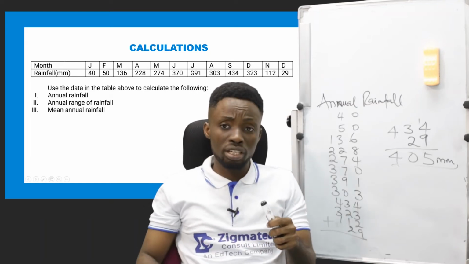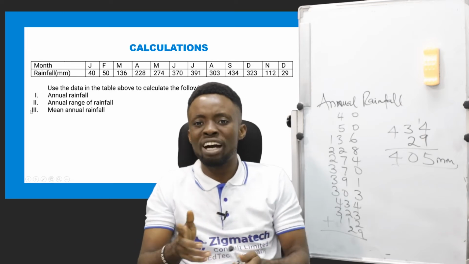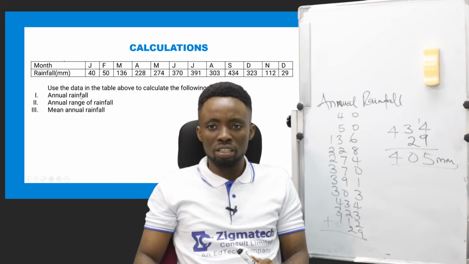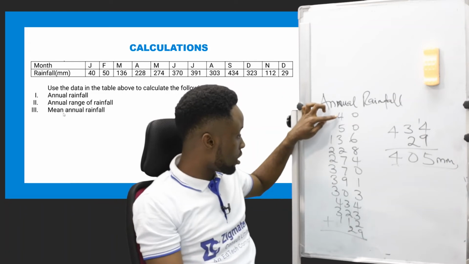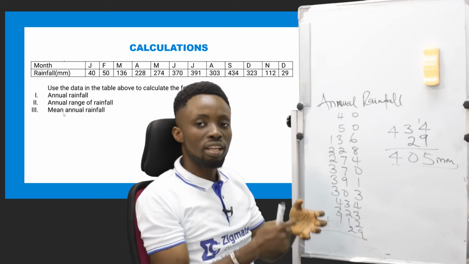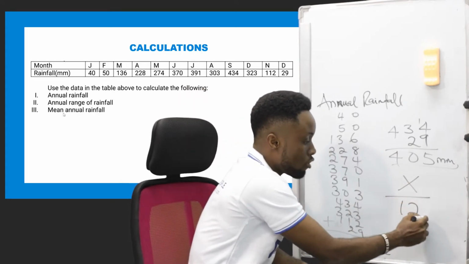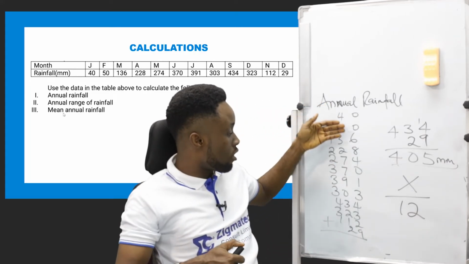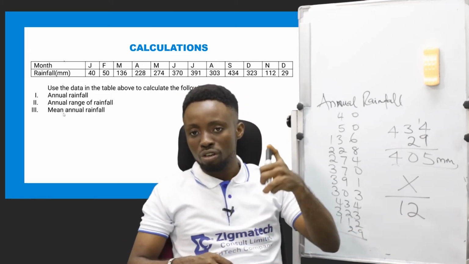Then the third question says, what is the mean annual rainfall? Mean means total over number of what? Number of occurrence. Now, if you look at the table, to get the mean annual rainfall, you simply what? Get the value of the sum of all the rainfall from January to what? To December. Now, when you get the value, let's say the value is X, you divide it by what? By the number of months. So we have 12 months in a year. So the total annual rainfall divided by 12, and that will give us what? The mean annual what? Rainfall.